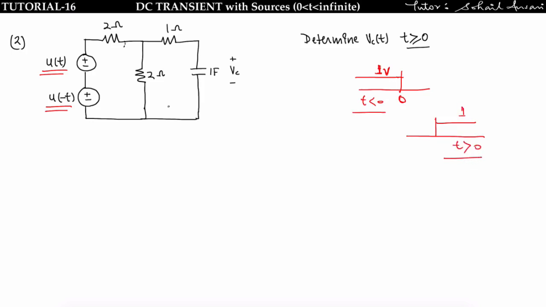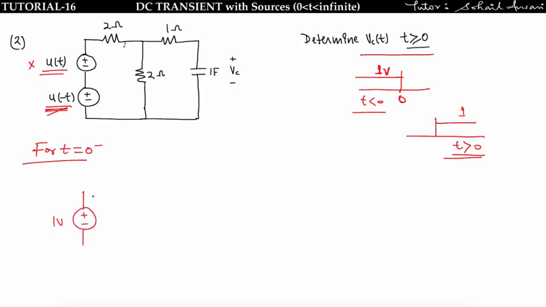Got it? It means for t less than 0 the source is active, and for t greater than 0 also the source is active. So we have to find Vc(t) for t greater than 0. So let us make the circuit for t equal to 0 minus. For t equal to 0 minus, this u(t) will not be active. Why? Because it will be activated only for t greater than 0. So it will be short circuited and I will get only u(-t) having 1 volt magnitude.